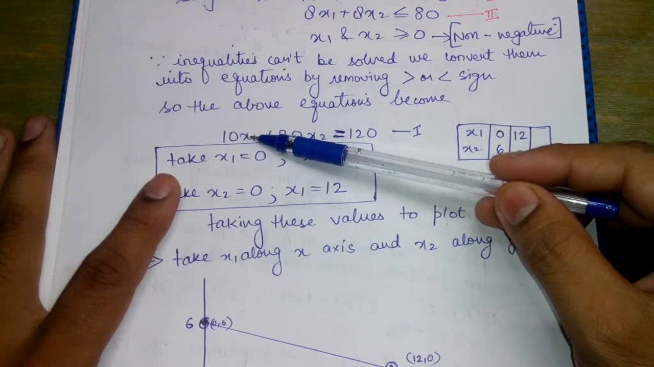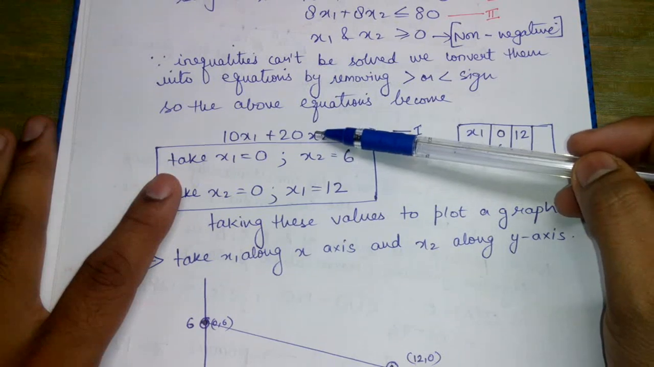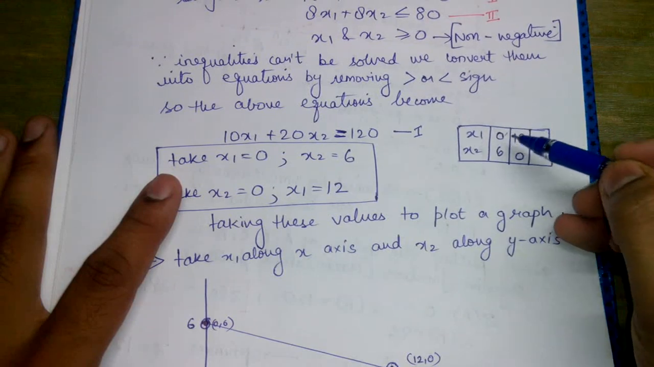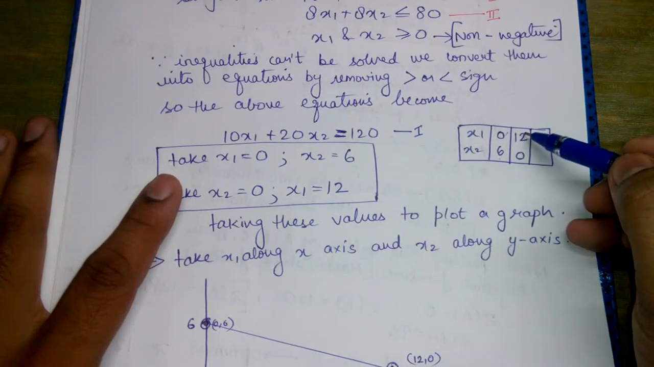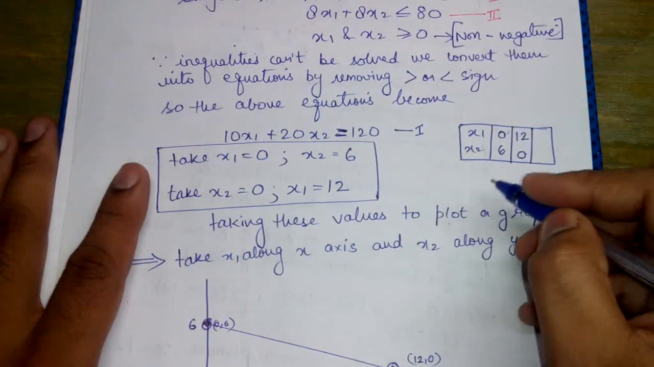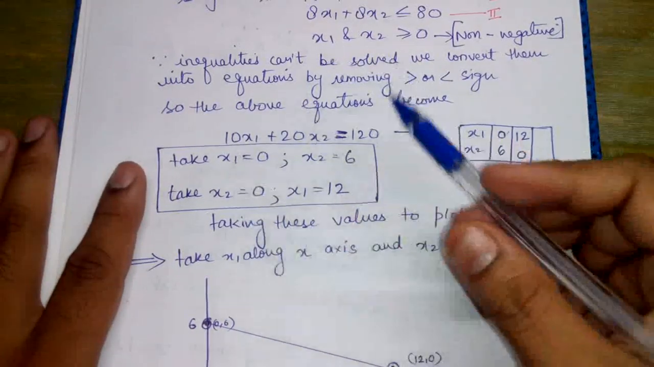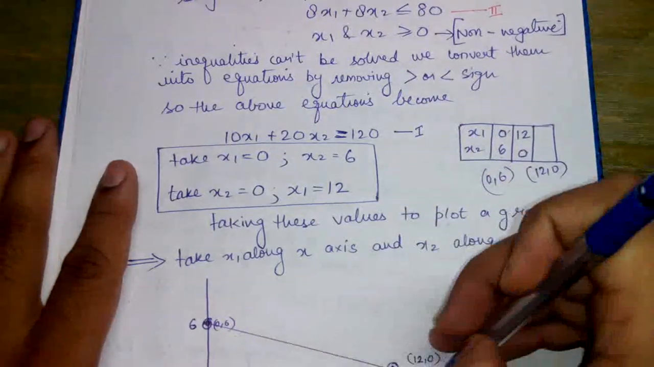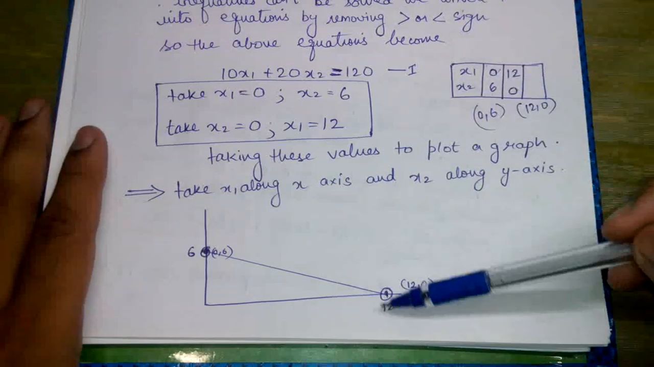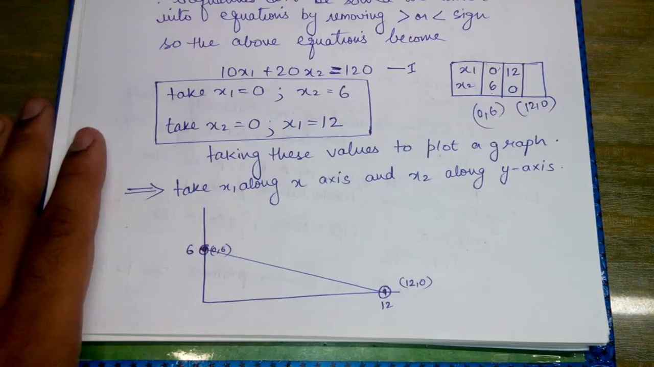Now first we will substitute x1 equal to 0 and find the value of x2, and then we will substitute x2 equal to 0 and find the value of x1. When x1 is 0, x2 becomes 6, and when x2 is 0, x1 becomes 12. So we obtain two points, (0, 6) and (12, 0). x1 corresponds to the x-axis and x2 corresponds to the y-axis. Now we will plot these two points.